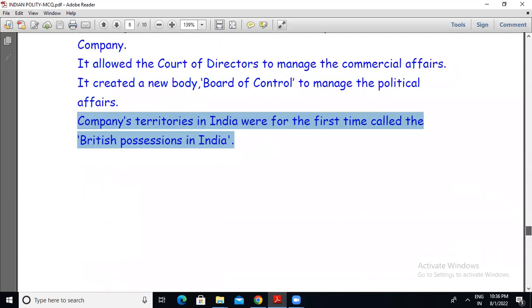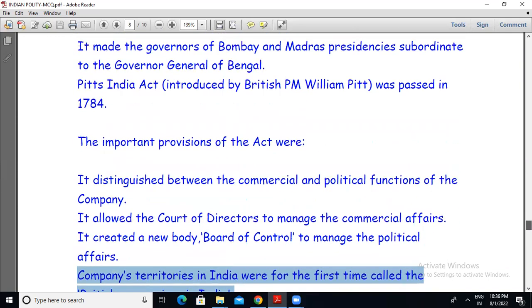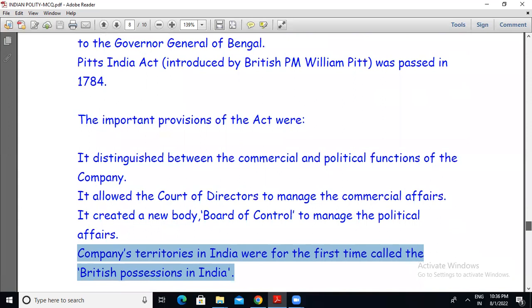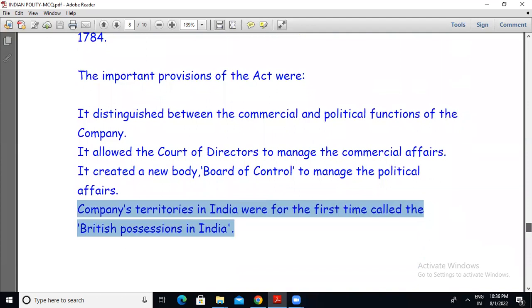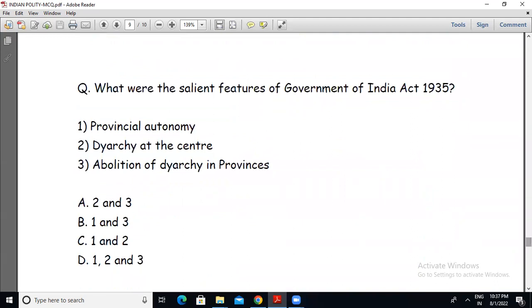Now, next question, Pitt's India Act is clear. Let me repeat: Pitt's India Act 1784, the main important provisions were the separation of commercial and political functions, Court of Directors for commercial affairs management and Board of Control for political affairs management, and British possessions in India were recognized for the first time with the help of this act.